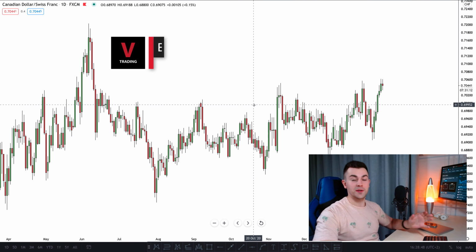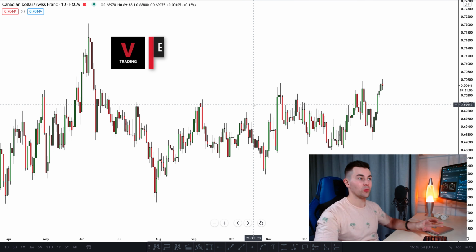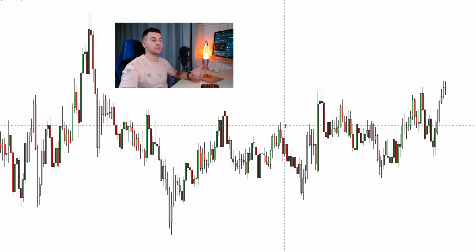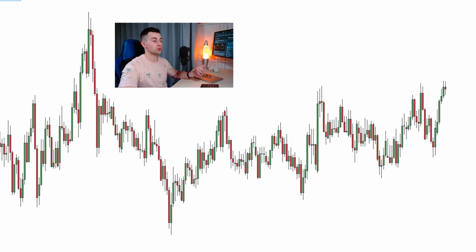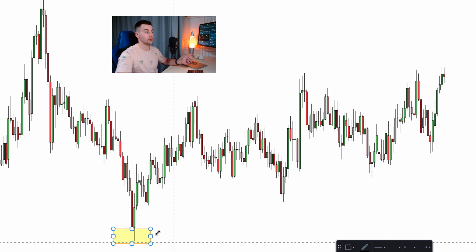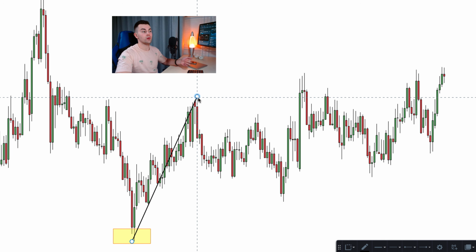And for the sake of the example, let's analyze the CAD-CHF pair together, the daily chart, and let me show you the brilliant example of the bullish accumulation right here. For that, first let's follow the price action. It is very important for us to follow the price action and to get what's happening with the price. And we're gonna start from here. Here we have our local structure low. From that we saw a very strong bullish move, yes, and the price reached that high over here.